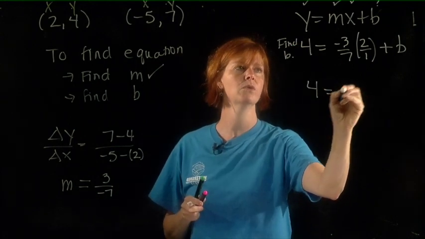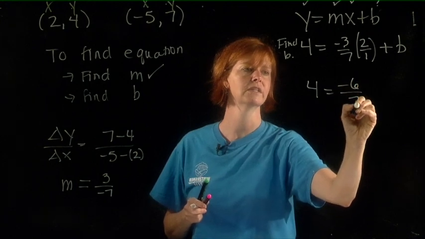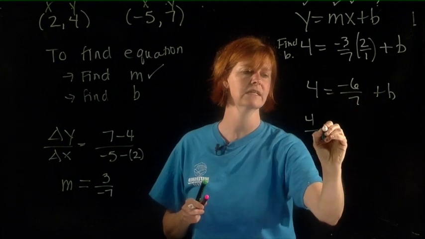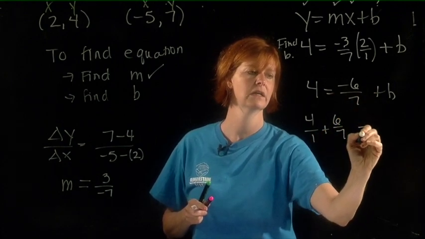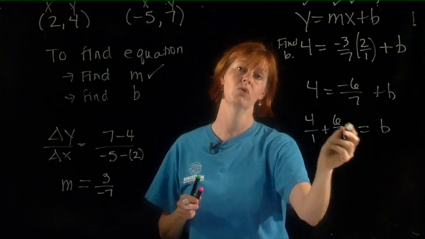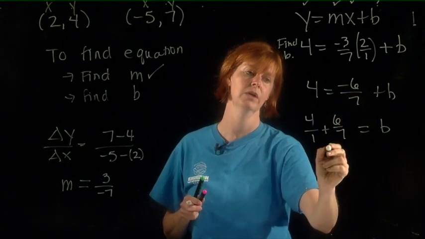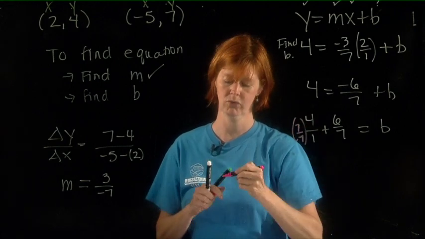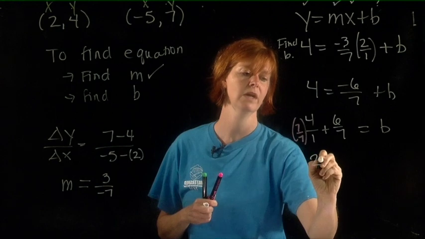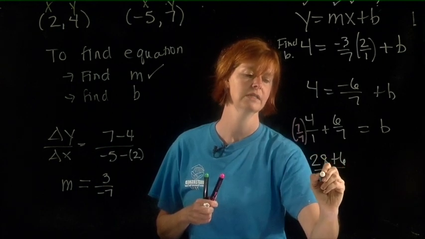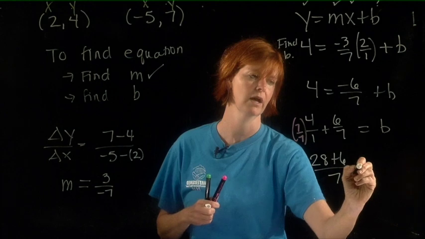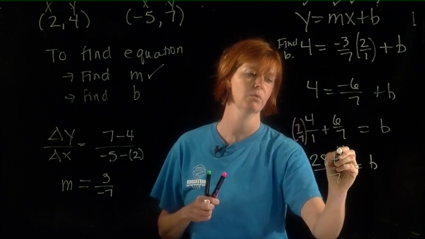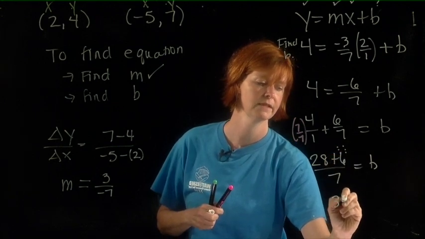Now 4 equals, multiply the numerator over the denominator, -6/7 plus b. Add the 6/7 to both sides. When I did that, I just moved it over here with a plus. So I added it and it became 0. Now this needs a common denominator, so we're going to multiply by the number 1 in the form of 7/7. I have 28 over 7 plus 6 over 7. And 28, 29, 30, 31, 32, 33, 34 sevenths.